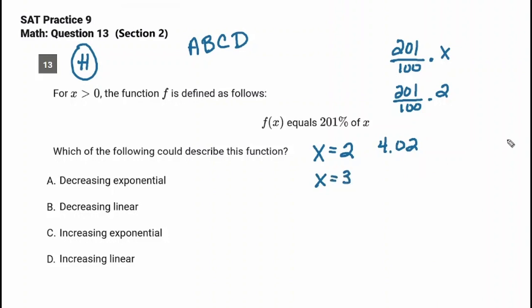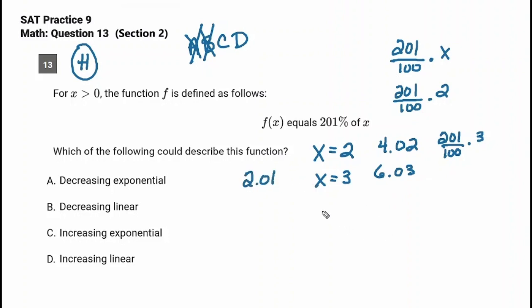We plug in 3, it's going to be 201% of 3. Once again, do it on your calculator. 201 times 3 divided by 100. And when you do that, you're going to get 6.03. And now we can get somewhere. First of all, did it go up? Did it go down? Well, it went up, right? So if it goes up, it ain't going down. So what can I cross off? A and B. How did it go up? Well, we can subtract to find out. The change here is 2.01.